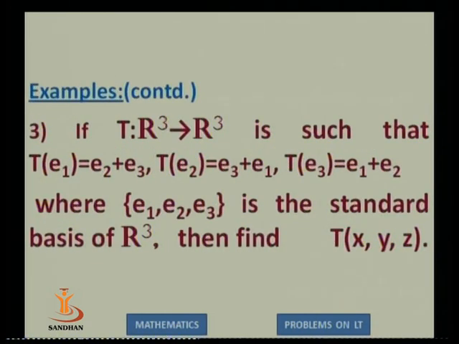Similarly, suppose T is defined on the vectors of the standard basis. Suppose T from R3 to R3 is given by T(E1) = E2 + E3, T(E2) = E3 + E1, and T(E3) = E1 + E2, where we know that E1, E2, E3 is the standard basis of the domain space R3. Then we can find T(x,y,z). You can do this yourselves.